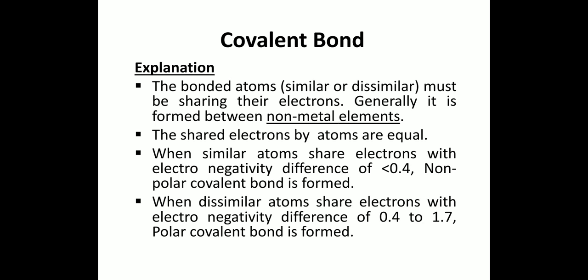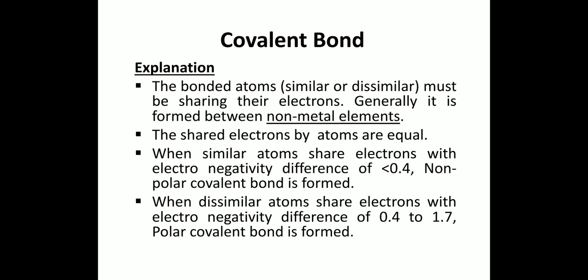Where do these elements lie in the periodic table? Nonmetal elements are present at the extreme right of the periodic table. Mostly groups 7 and 6 are nonmetals. The electrons shared by atoms are equal. We know it is a general phenomenon that loss of electron is always equal to the gain of electron. Therefore, for a covalent bond, when they make a bond, they mutually share an equal number of electrons with each other.